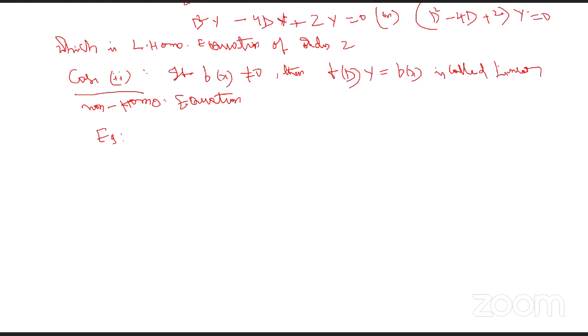Example: 5 d square y by dx square plus 3 dy by dx minus 4y equal to sin 2x. This is a non-homogeneous equation of order 2.